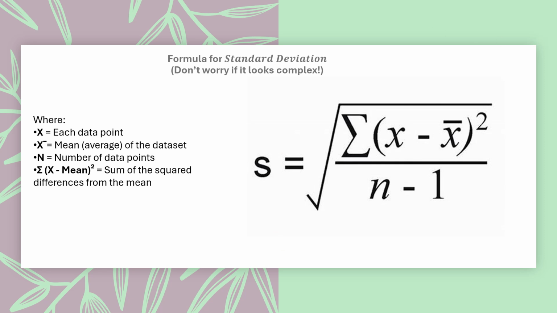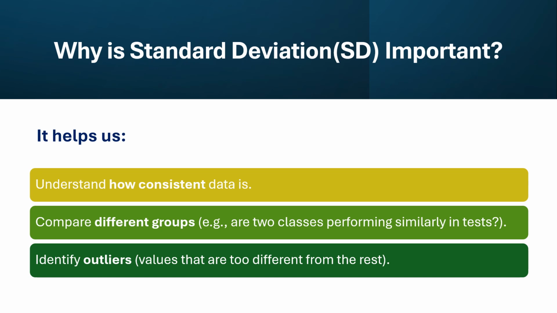Now you are thinking, why is standard deviation important? It is important because it helps us understand how consistent the data is. It helps us compare different groups, like whether two classes are performing similarly in tests. It gives us an idea of how, let's say, division A is performing in comparison to division C. It also helps us identify outliers, values that are very different from the rest.